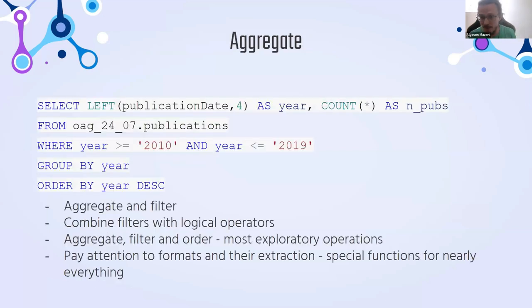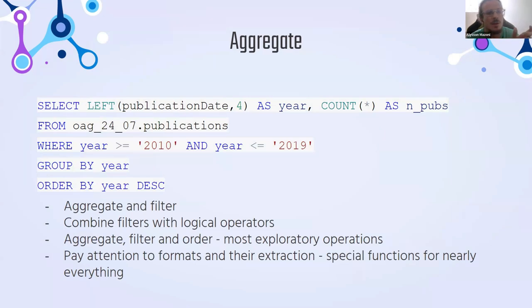So let me apply an example. I will aggregate and I will filter. In this case, I am not taking publication date as a whole and calling it year. I am using a function. Again, there is a countless number of functions for you to learn. You just have to look for some specific particular operation, and usually you will find something ready made for you.